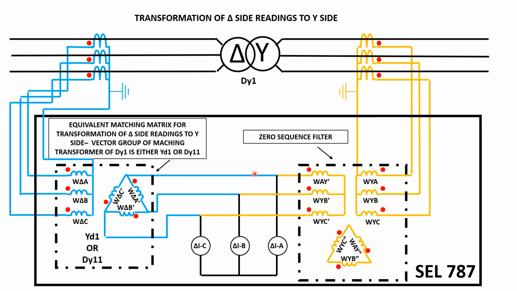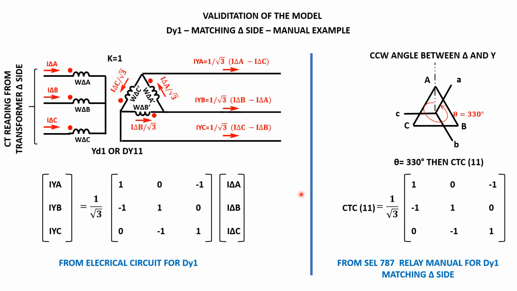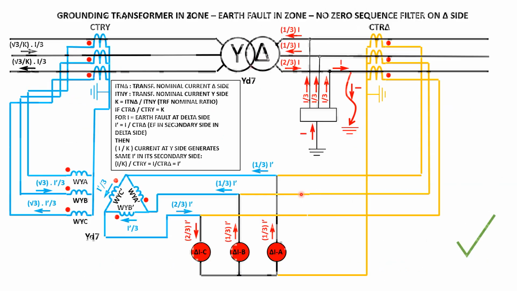But for here, if we just want to get it directly from the Y side without elimination of zero sequence, we have a problem. I'll show you later on. So now we're going to a practical case here. We want to investigate the behavior of the differential protection in the Y delta transformer when we have a grounding transformer in the delta side.